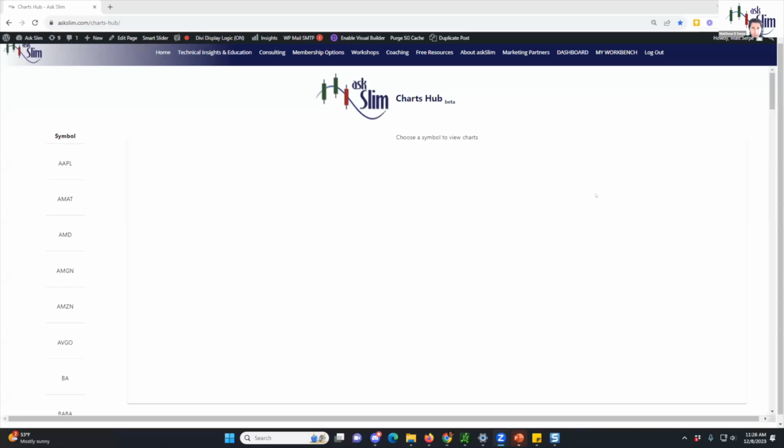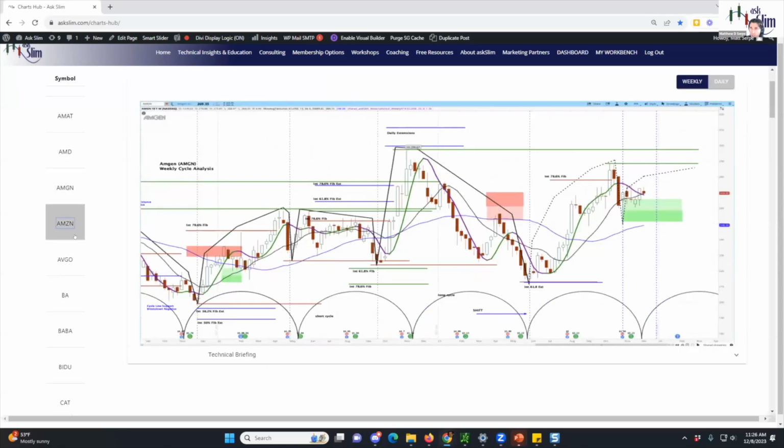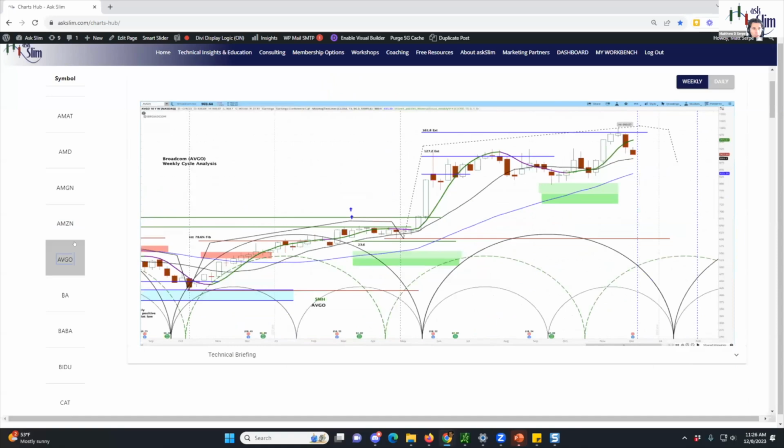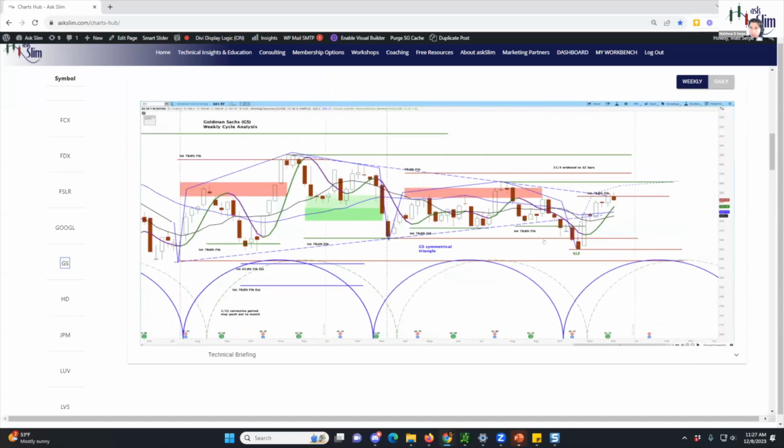Our charts hub is a fantastic resource to be able to efficiently get access to our weekly and daily cycle analysis. Essentially, you can click on any one of the focus list symbols that we have on the left-hand side here, which include stocks, ETFs, and various futures markets. And then as I was running through the symbols and having a lot of fun checking out all of the work that the team does, I settled in on GS, and GS caught my attention.